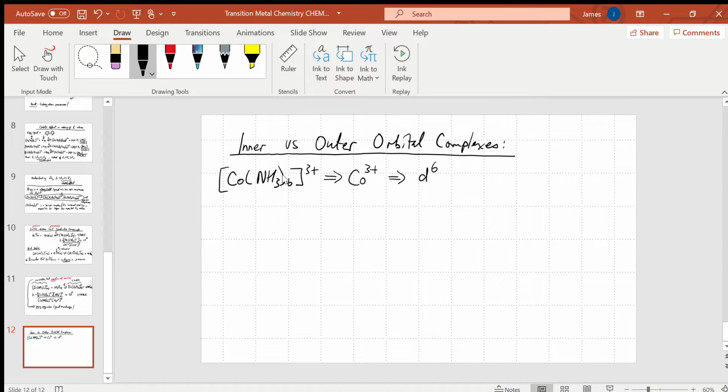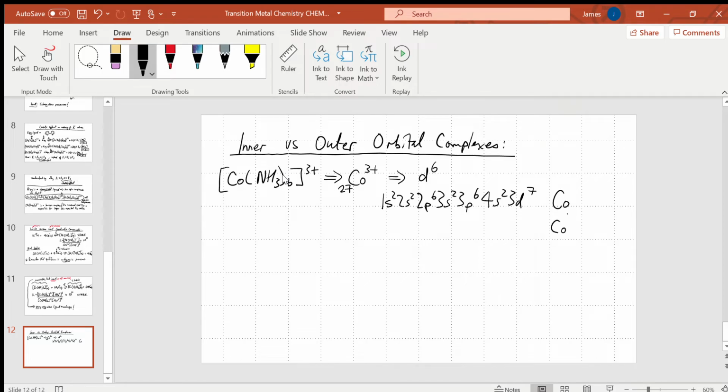So cobalt, we know, has 27 electrons. So it would be 1s2, 2s2, 2p6, 3s2, 3p6, 4s2, 3d, so let's see what we've got, 2, 4, 10, 12, 18, 20, so 3d7. So that would be cobalt.